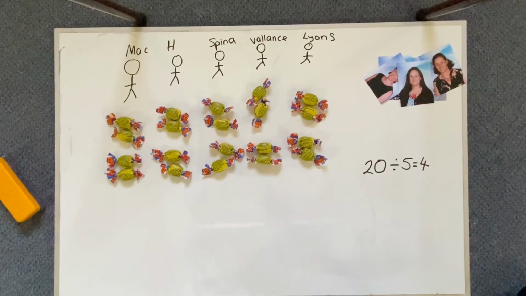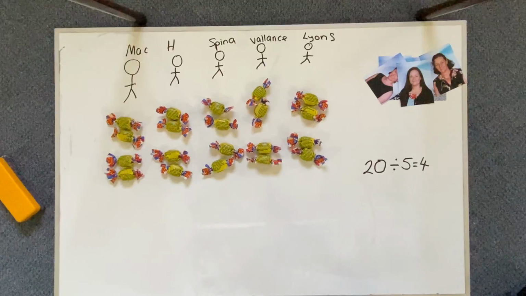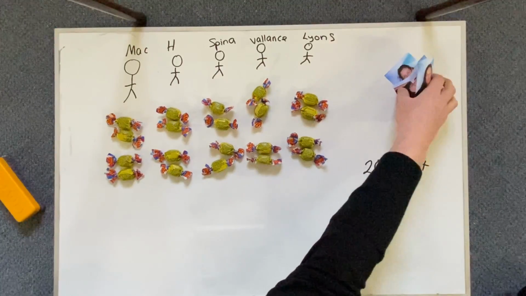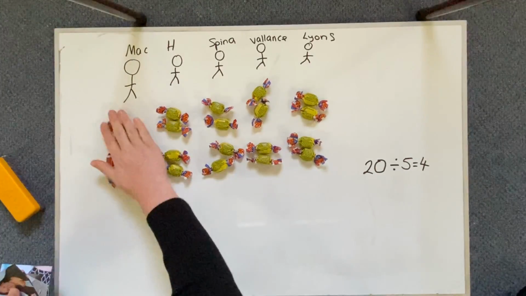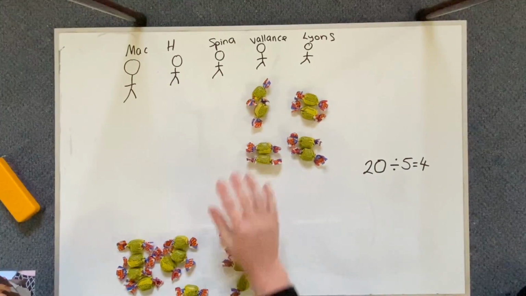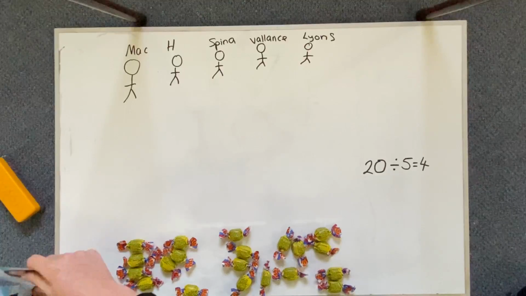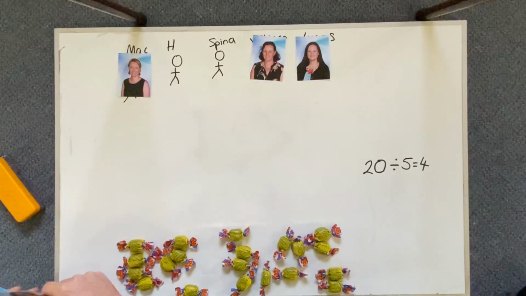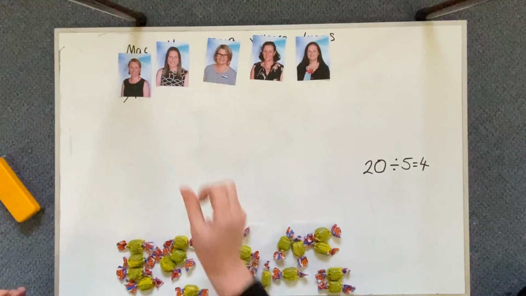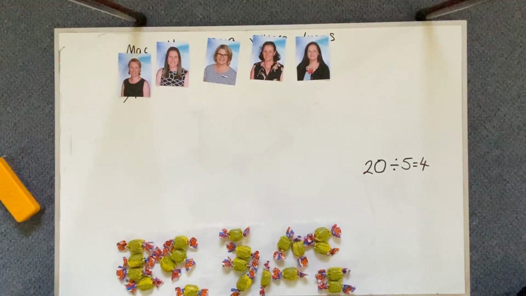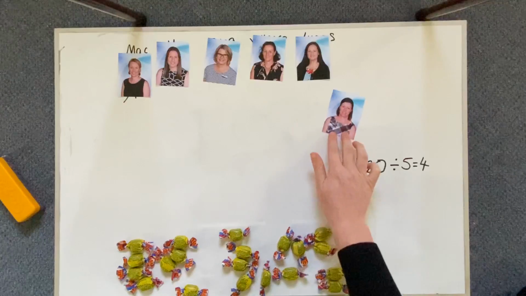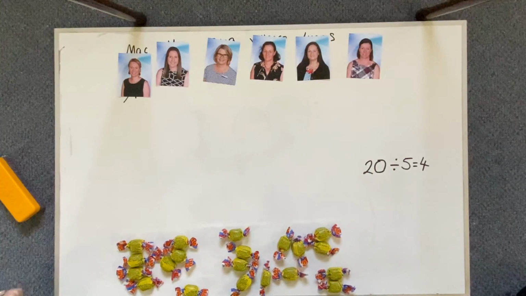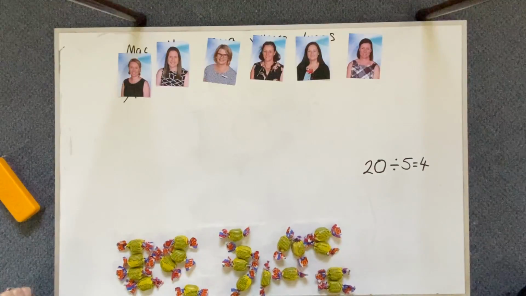Now, I'm going to make it a little bit trickier now. I'm going to add in another teacher. All right, let's put these back down here. So we had Miss Lyons, Mrs. Mack, Mrs. Valance, Mrs. Spina, and myself. Now I'm going to add in Miss Belford because she's decided she'd like some fantails too because nobody started eating theirs yet. So let's see how we go.